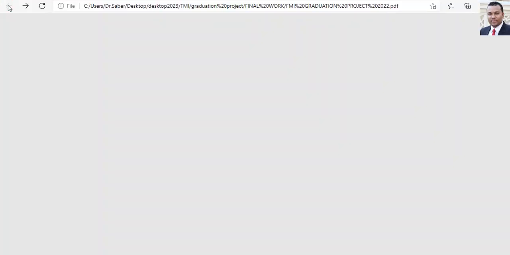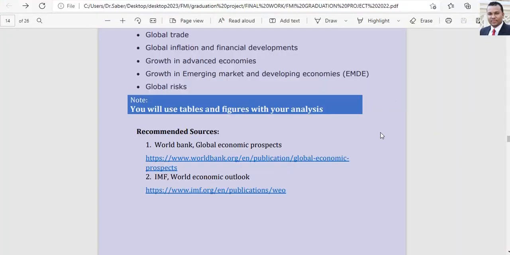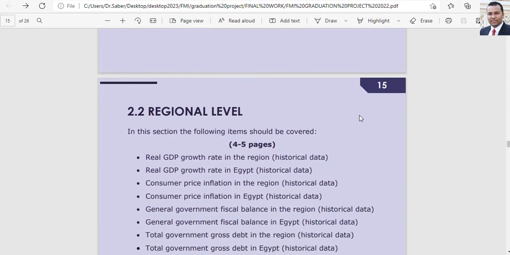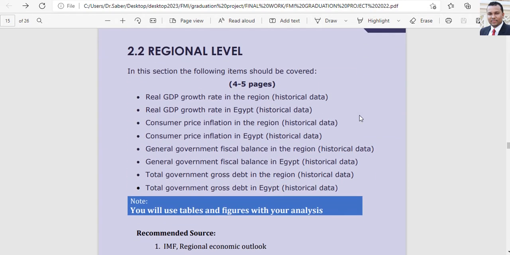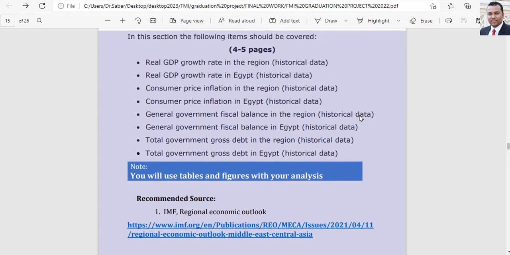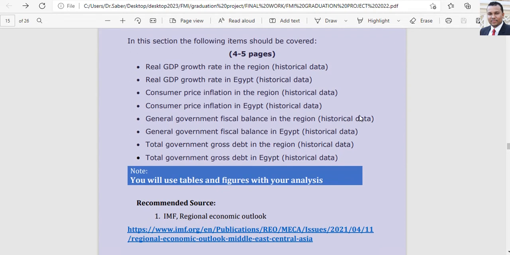Back to our graduation project. In this section, you can use tables and figures with your analysis. There is no problem in your analysis to use tables and figures. We're still in this section number 2, but we will talk about the regional level. Regional level, we mentioned the region, maybe the Middle East and the countries. So we talk about the countries neighboring Egypt.